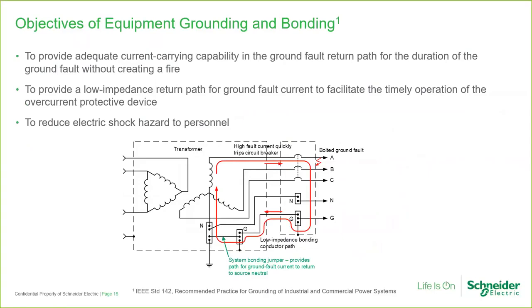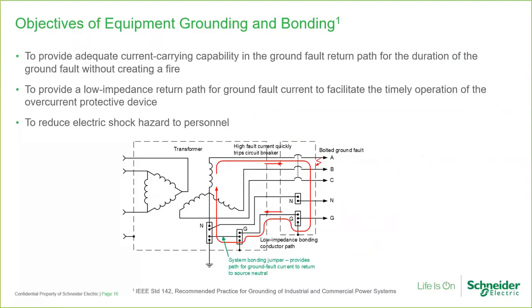The objectives of equipment grounding and bonding are to provide adequate current carrying capability in the ground fault return path for the duration of the ground fault without creating a fire, to provide a low impedance return path for ground fault current to facilitate the timely operation of the overcurrent protective device, and to reduce electric shock hazard to personnel.